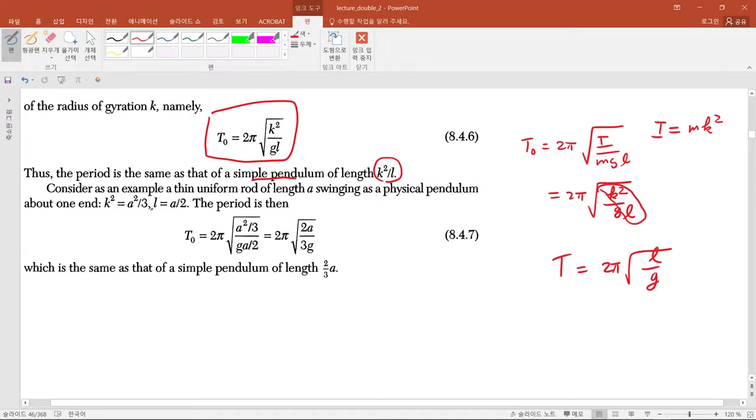So if this is a uniform load and the pivot point is at the end, we know that I is equal to a squared over 3 times m. So k squared is a squared over 3, and l is a over 2, the center of mass. Then the period is T0 equal to 2 pi square root of 2a over 3g, which is the same as the simple pendulum of length 2a over 3.